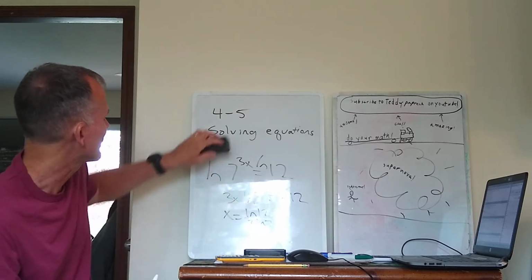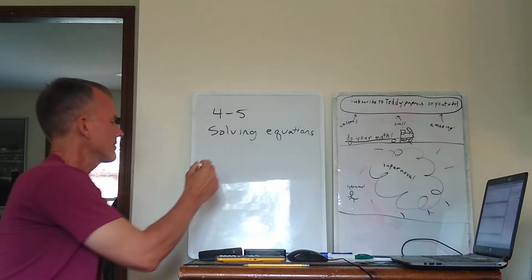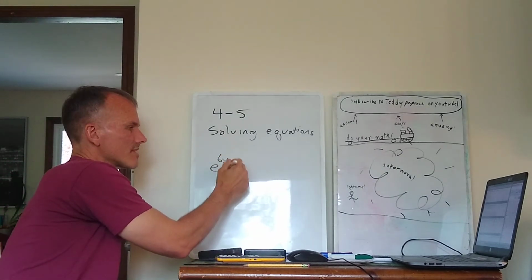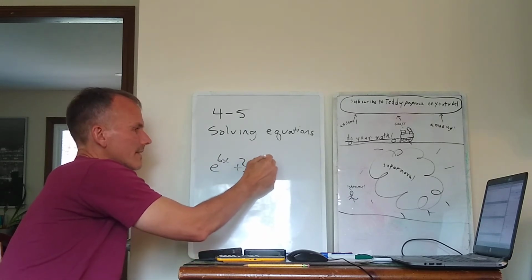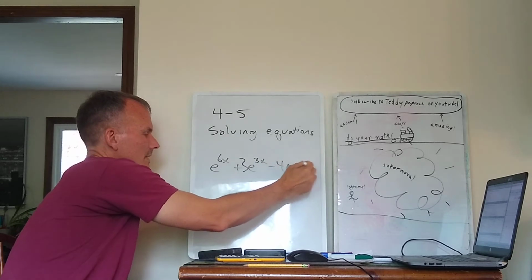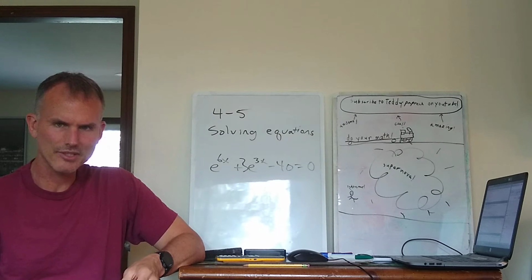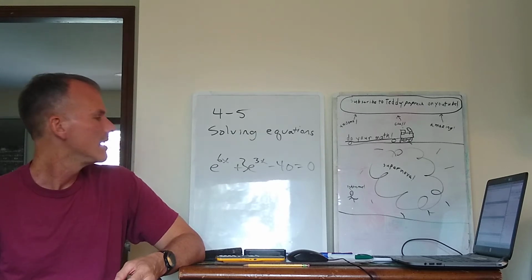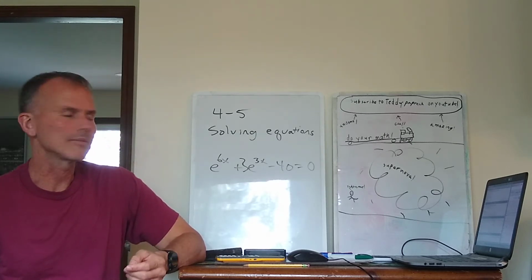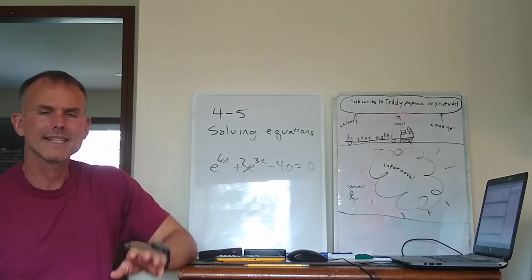All right, now let's go to the one that I intended to do. Again, this is number 9. So I'm going to write this down: e to the 6x plus 3e to the 3x minus 40 equals 0. This looks significantly more complicated than the first example that we did, and its structure is more complicated. There are now 3 terms on the left side, and there's a 0 on the right side.